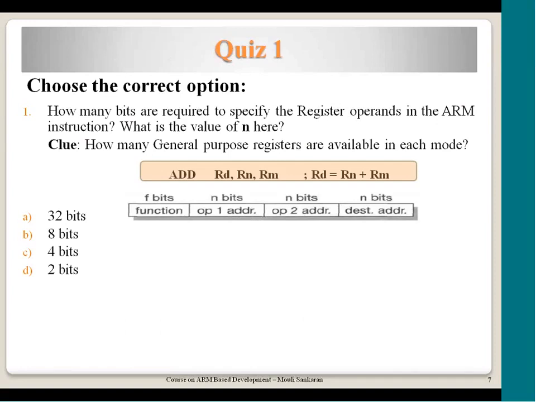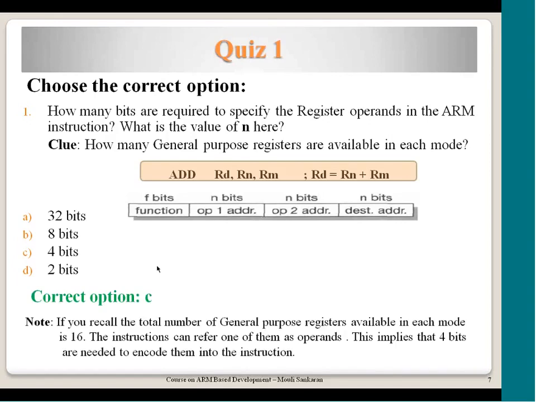So I want you to just spend some time, maybe 1 or 2 minutes, it doesn't take more than that, even less than that. Find out how many bits are required to encode the register which is addressed in these three operands. Is it 32 bits, or does it need 8 bits, or 4 bits, or 2 bits? Let us see what is the correct answer. It is option C. That means it needs 4 bits to represent the register.